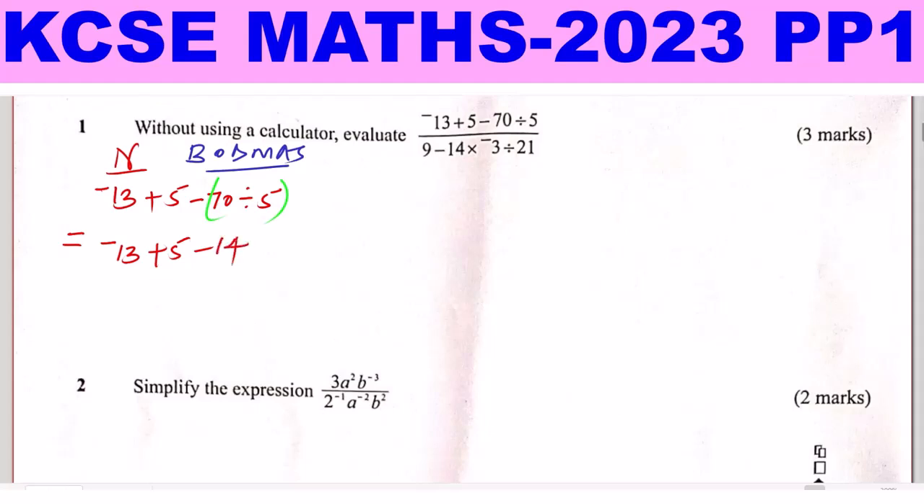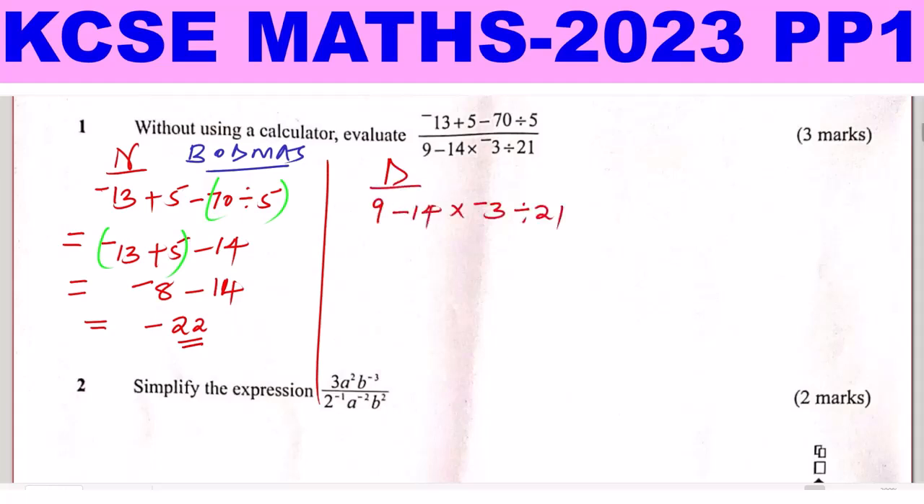Now we have addition and subtraction. Addition should come first. So work out negative 13 plus 5, which will give you negative 8. Then subtract 14. Negative 8 subtract 14 will give negative 22. So that is the numerator. Let's go to the denominator. As in the numerator, we have multiplication, we have subtraction, we have division.